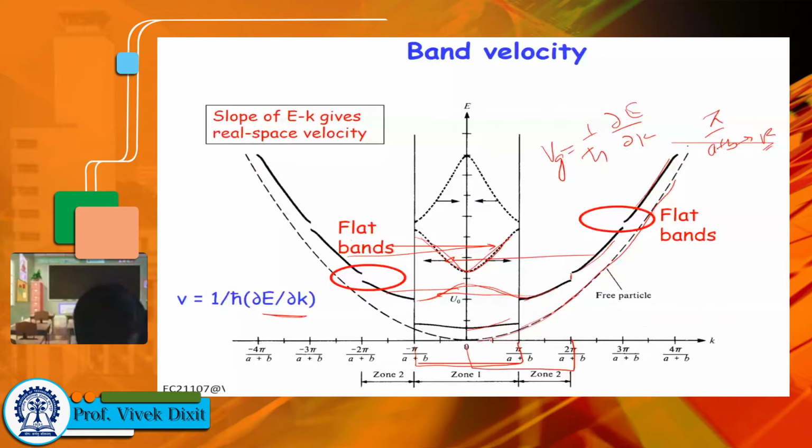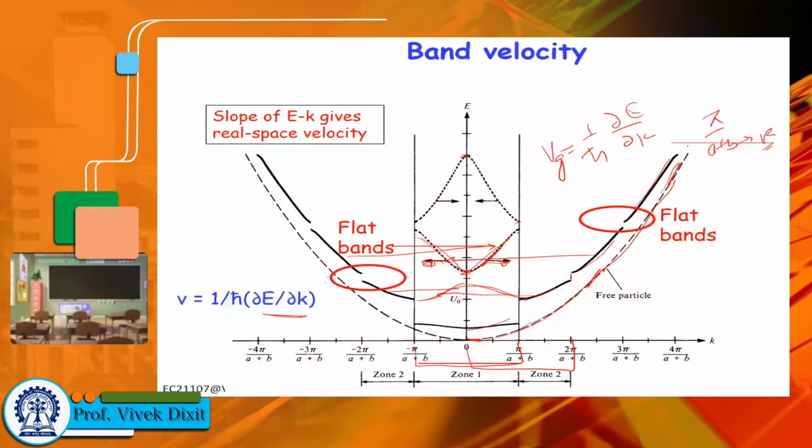Now if you see here at these boundaries, again the slope is 0, right? At the integer multiple of pi by a plus b. So again the velocities are 0 here. And if you see here, this is positive, so velocity is positive. This is negative, so velocity is negative, right? Again, this is apparent because of zone folding, right? So this velocity concept is clear.